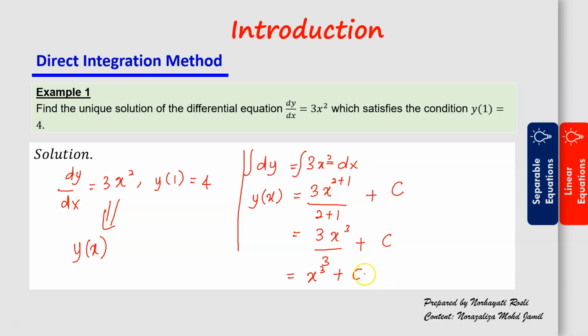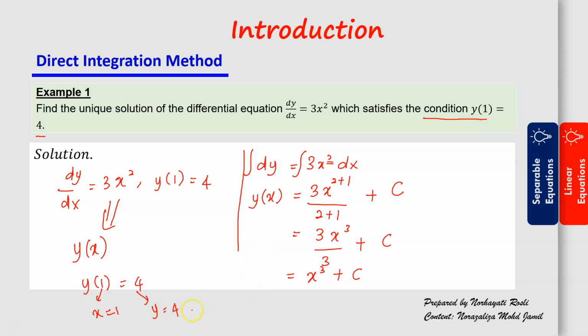So class, this is a general solution for the differential equation dy/dx equal to 3x squared. Remember, we are also given the condition y(1) equal to 4. It means that you need to find the value of c as well. How to get this c? We have y(1) equal to 4, which means x equal to 1. This is the value of x. When x equal to 1, y equal to 4.